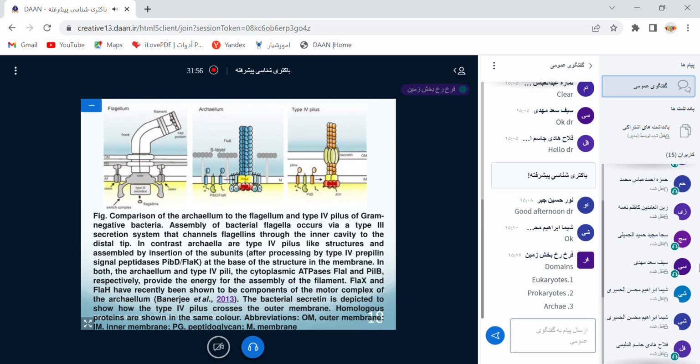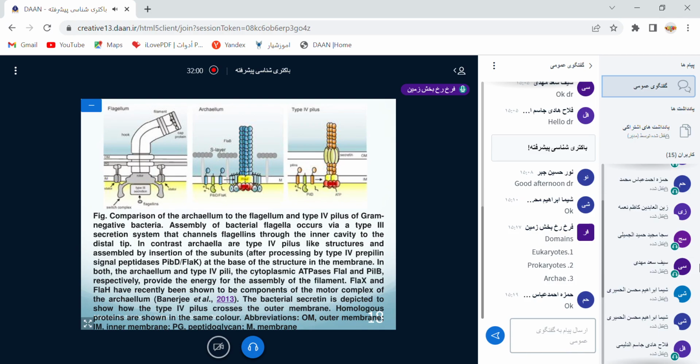But most similarity of archaea are related to eukaryotes, not to prokaryotes. So archaea, according to the biochemistry, according to the genetics and many aspects, look more like eukaryotes and humans than bacteria.